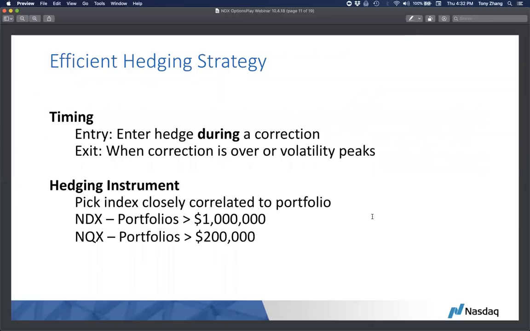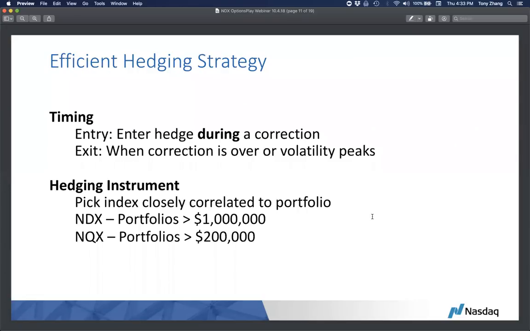So I want to break down what are the things that you need to look at when you're considering a portfolio hedge, everything from timing to the instrument you use, to expiration dates, to strike prices, the number of contracts, and really break down each one so that you're very clear as to how to go about selecting the appropriate hedging strategy for your portfolio.